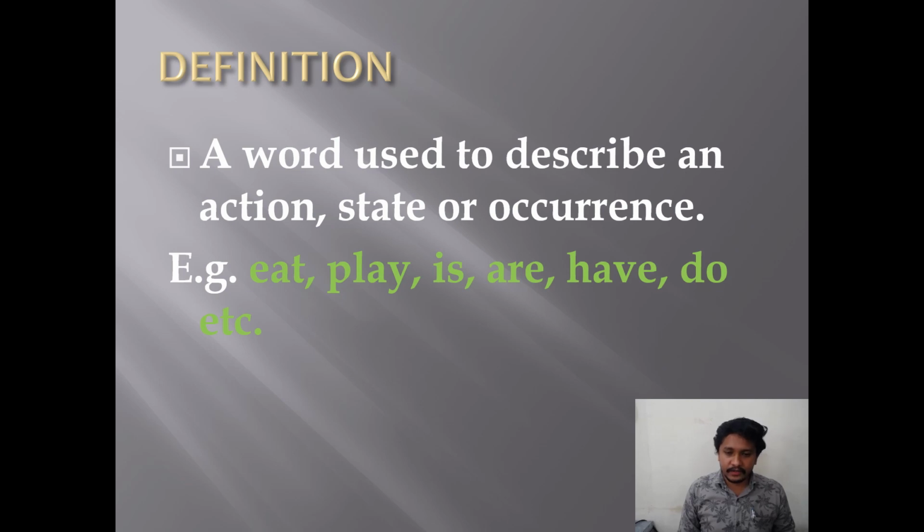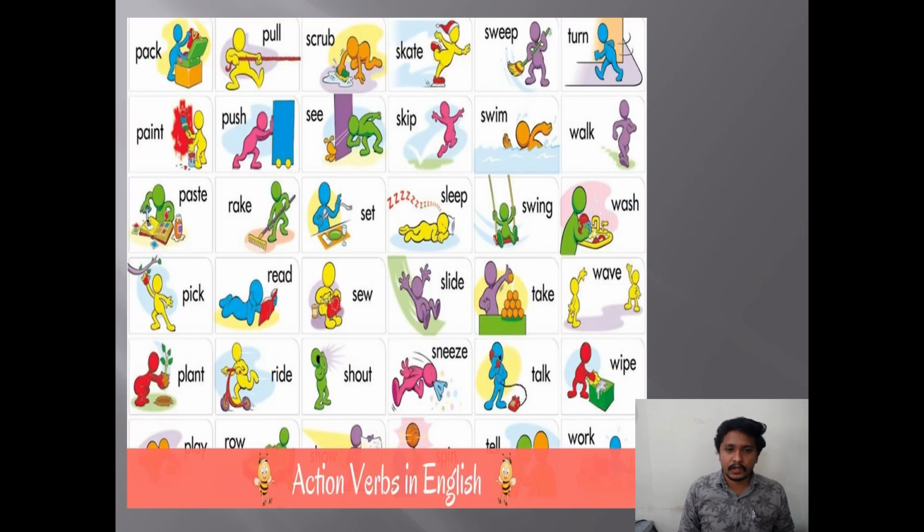For example, eat, play, is, are, have, do, etc. These all are action words and some of the words are state verbs that we will explain. So remember, all the actions which we are doing is called action word. Eating, playing, all these are examples of action. Look at this picture. Pack, pull, scrub, skate, sweep, turn, paint, push, see, skip. So many examples are there. These all verbs are action verbs which show the physical activity.